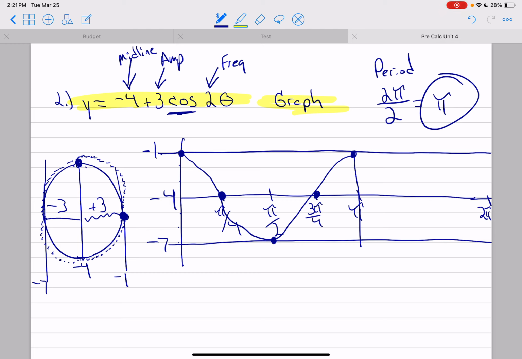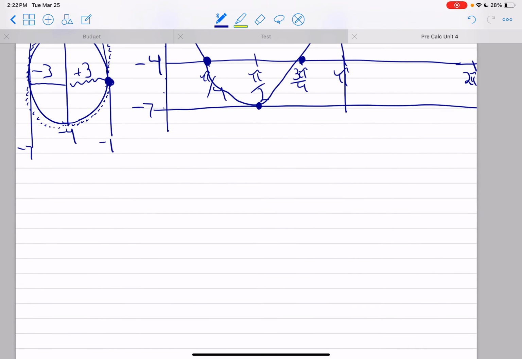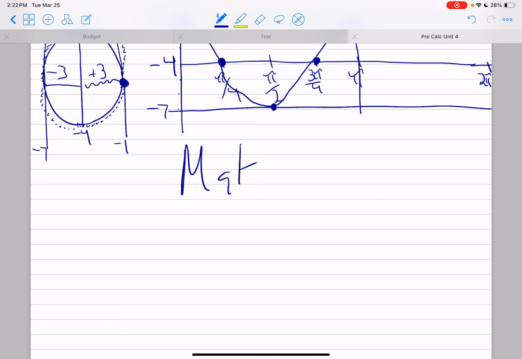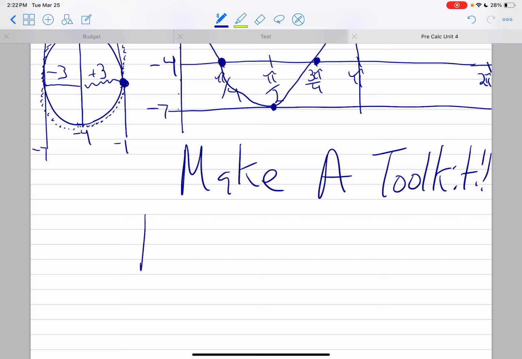If you are able to do both of those, you should have no problem getting a 3 or better on the test. That's it. Do your homework. Oh, I'm gonna even write this down. Make a tool kit. Be prepared.